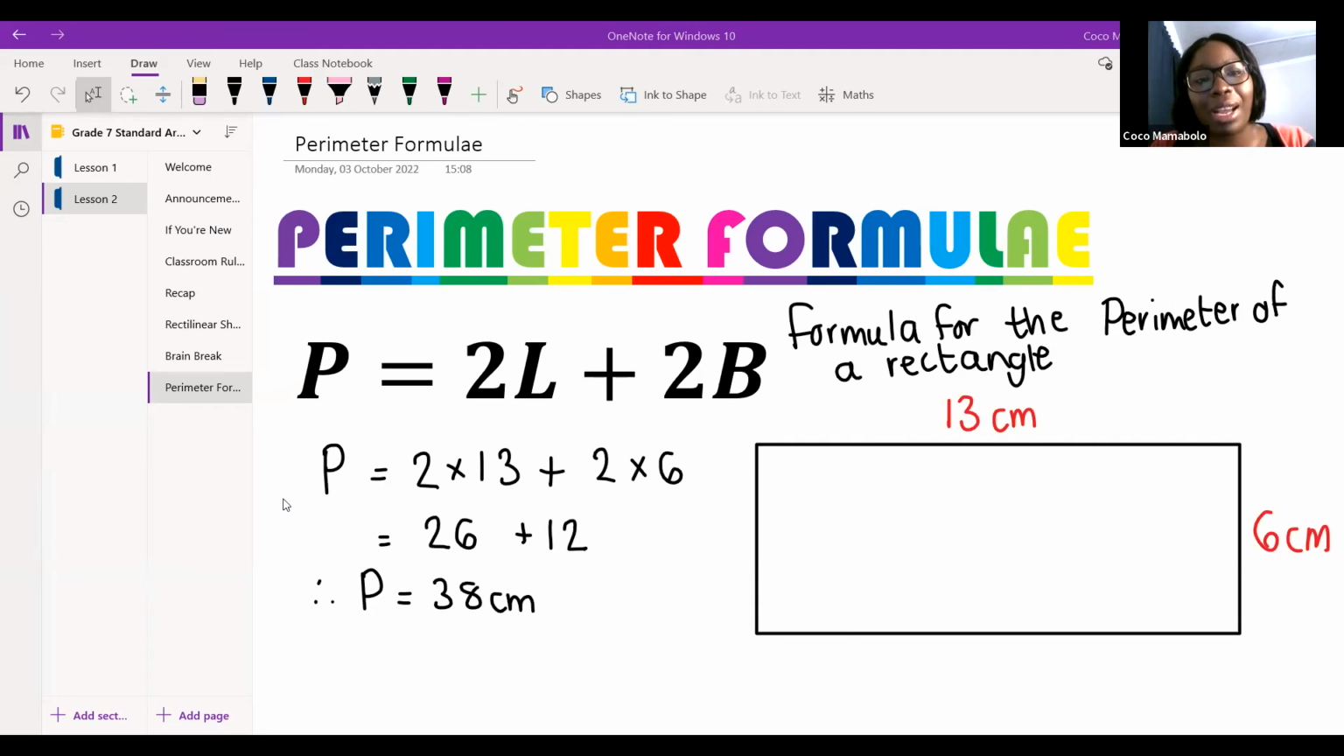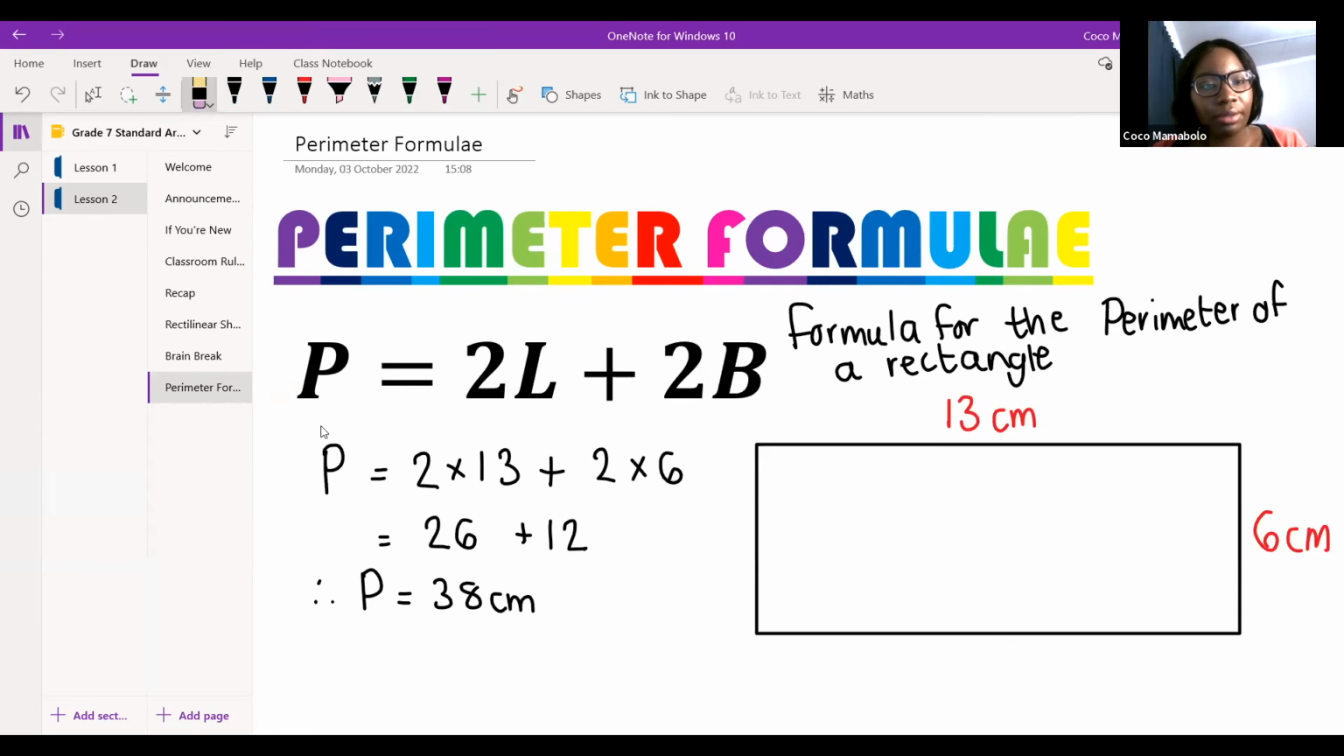But remember, guys, this is the formula for a rectangle. It's for a rectangle specifically. Okay. So if I said to you, calculate the perimeter of this pentagon, you can't use this formula. This formula only works for rectangles. It will not work for a pentagon. If you had to calculate for a regular pentagon, then you can count the sides and calculate that way.